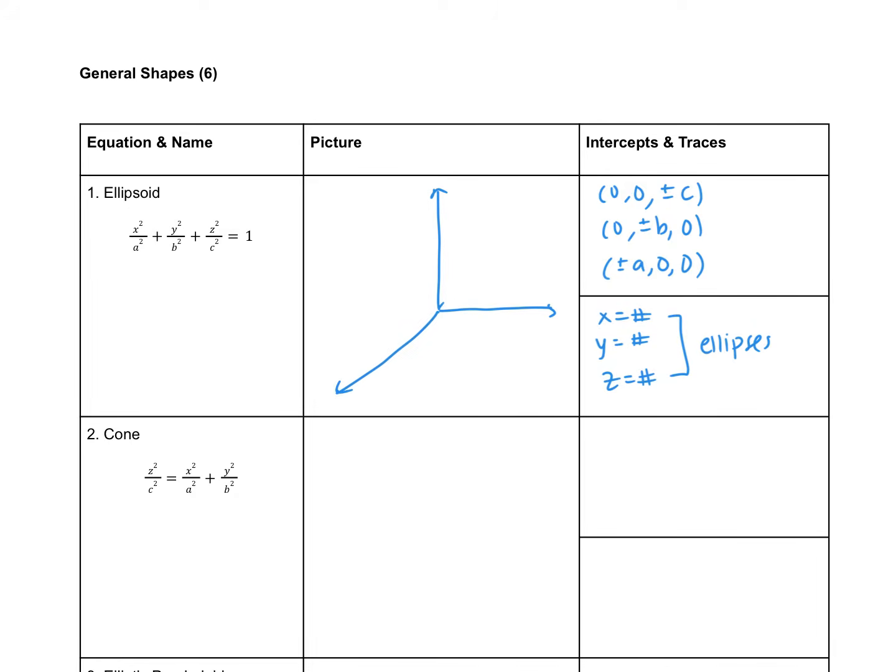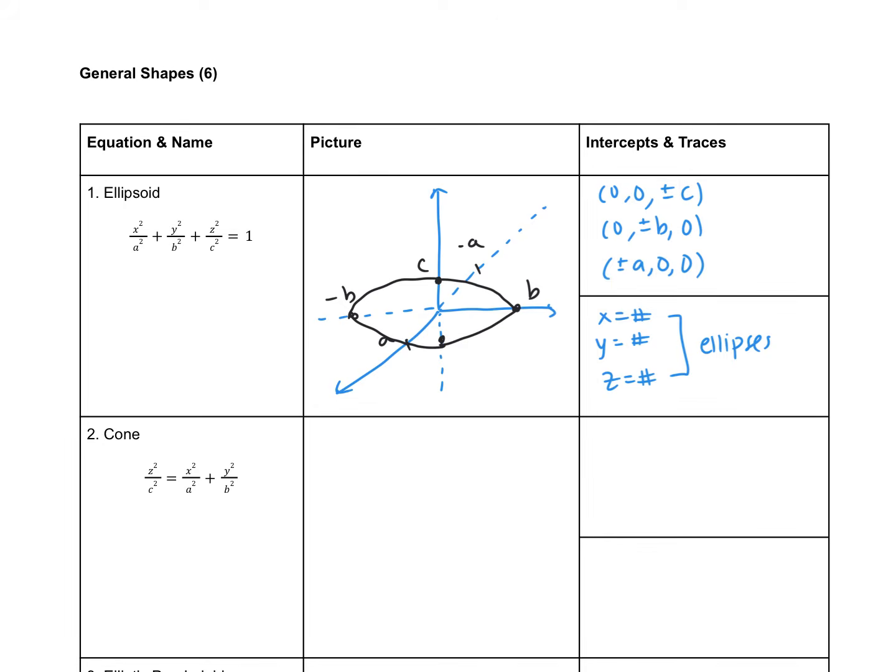So in this case, x, y, and z can be negative, so I'm going to keep these going. For z, we're going to have a positive c and a negative c. And then for x, we're going to have an a and a negative a. And then for y, we'll have b and negative b. And if we make x a certain value then, for c, we're going to get an ellipse. If we make y a certain value, we're going to get an ellipse. And so on and so forth.